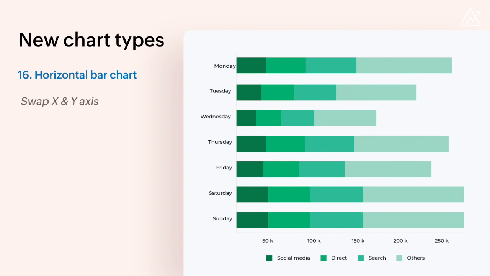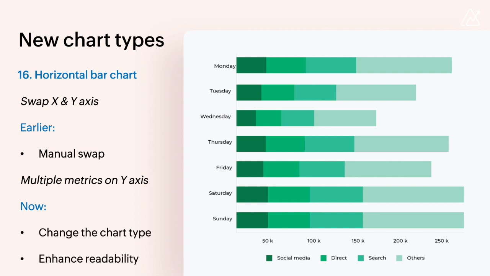Let's say you wanted to swap your x axis and y axis on a report. Earlier, you had to do that manually. Well, no big deal, you do it. But what if you have multiple metrics on y axis? That becomes a challenge. Today, you can simply change the chart type to a horizontal bar chart, and the readability also is enhanced when you visualize your data in the form of a horizontal bar chart. I've attached a sample screenshot here on the right hand side of the screen.